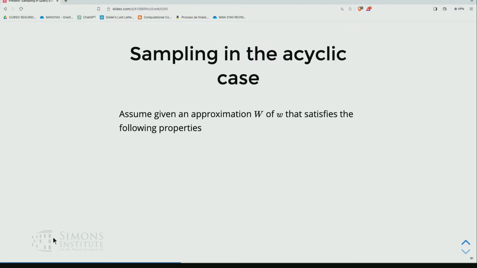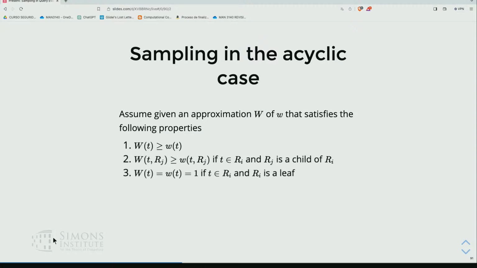And you want to have some natural properties, and as before, we expect this W to be larger than or equal to the previous value. We expect this also to be true when you consider these predicates where you're considering children. So if t belongs to R sub i and R sub j is a child of R sub i, then you should have this relationship here. You expect W of t to be equal to 1 when you have a leaf.